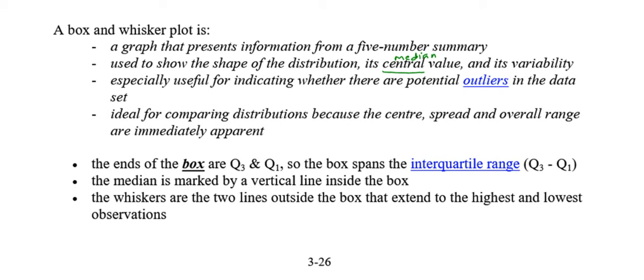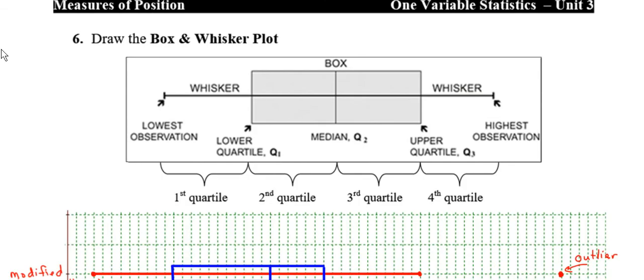And do remember that for later on, because that will come into importance when we get into calculating outliers. So when we talk about the interquartile range, you take the value of Q3 and subtract the value of Q1. And the median is marked by a vertical line, and the whiskers are the two lines outside the box that extend to the highest and lowest observation. So that is your box and whisker plot.